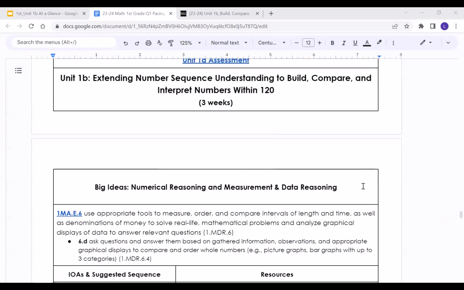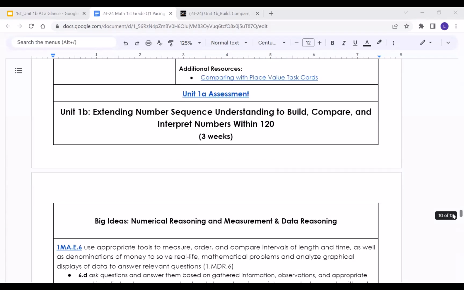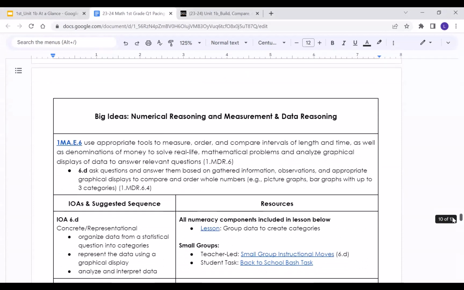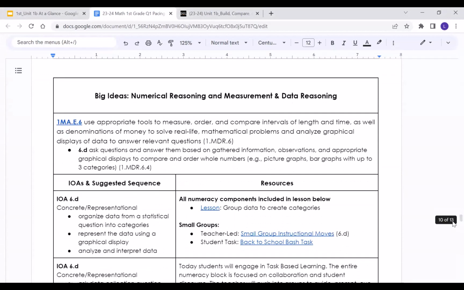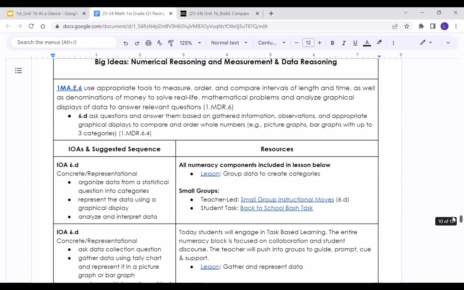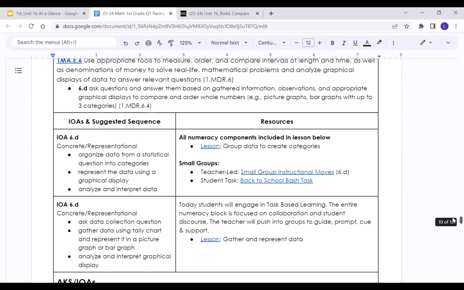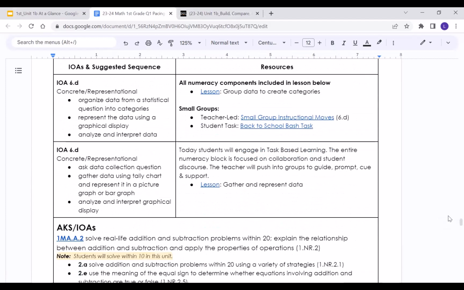In the next box, we see the first AKS and IOA that will appear in the unit. Unit 1B will begin with AKS 6, IOA 6D. The left column of the pacing guide will list the progression through concrete, representational, and abstract strategies. The bullets also indicate the learning objective for the day, as well as suggested manipulatives.